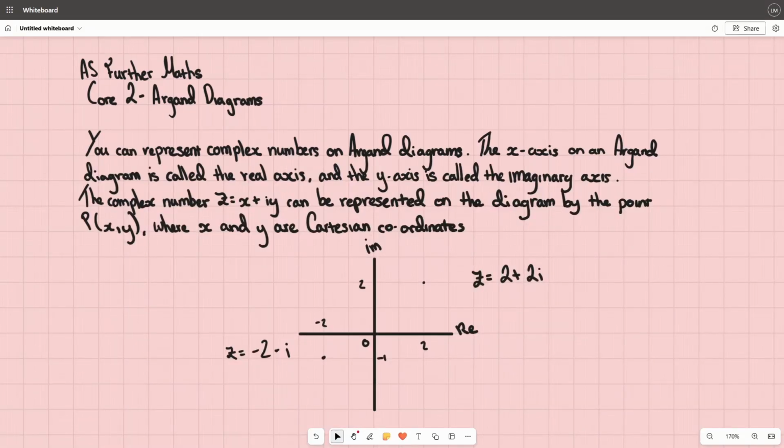Hi, today I'm teaching AS Level Further Maths under the Edexcel specification. I'm on the core module and today I'm doing chapter 2, which is Argand diagrams.